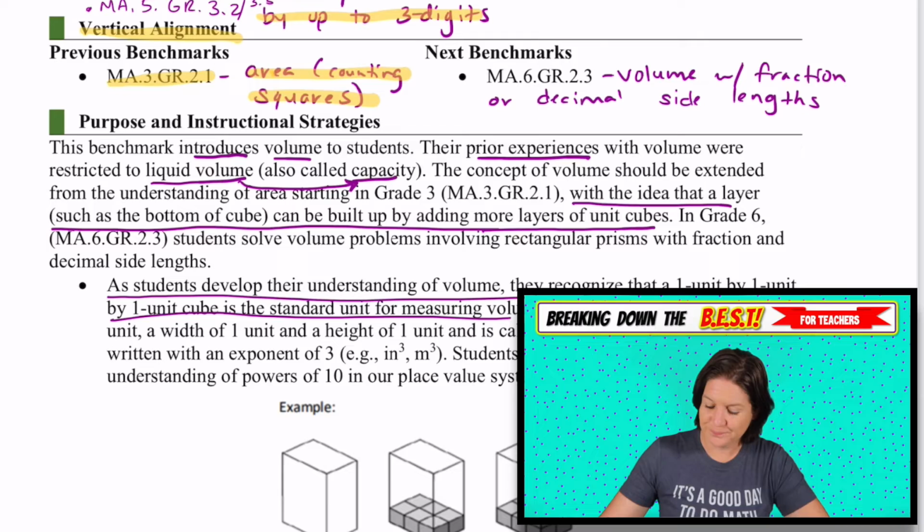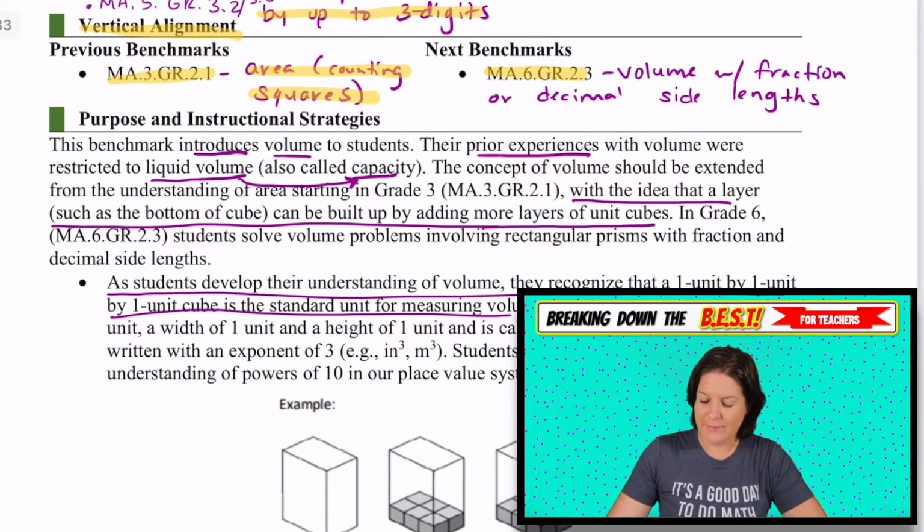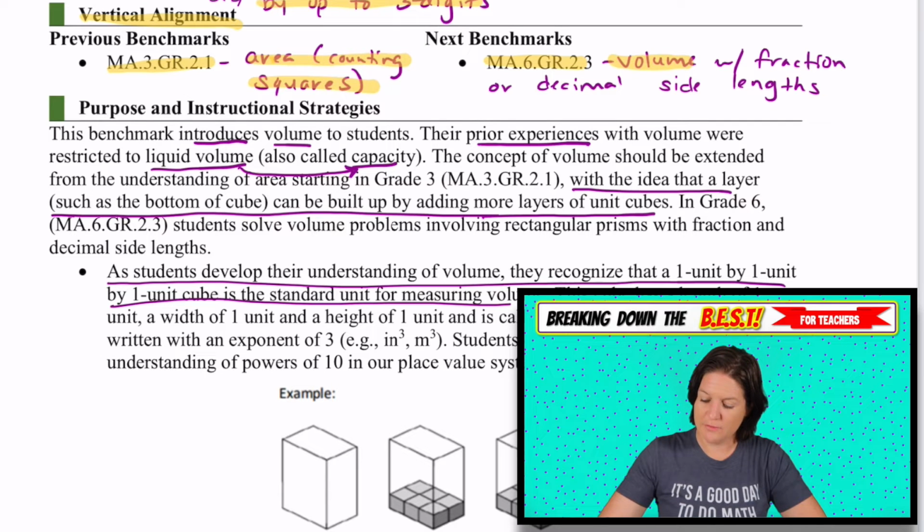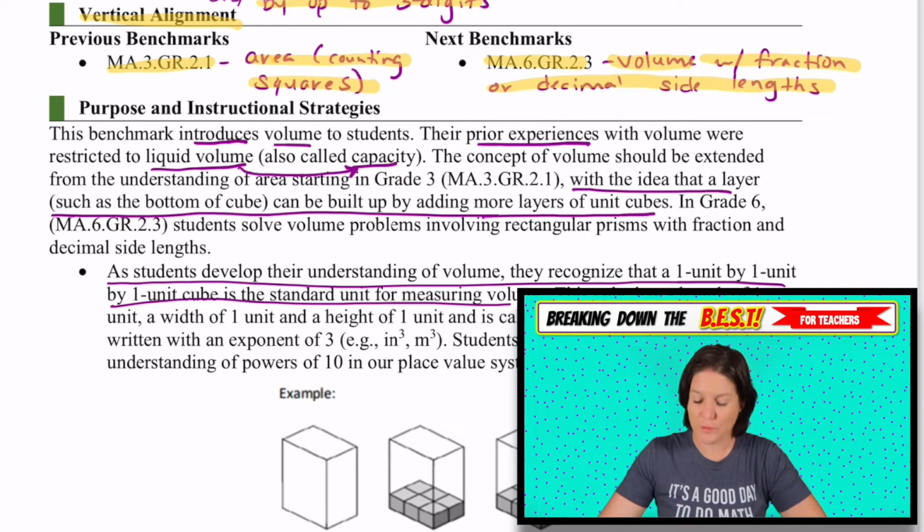Not this one though. In 6th grade, we've got MA.6.GR.2.3, and this is where we are stepping up our volume practice with fractional or decimal side lengths. So they have that to look forward to next year.